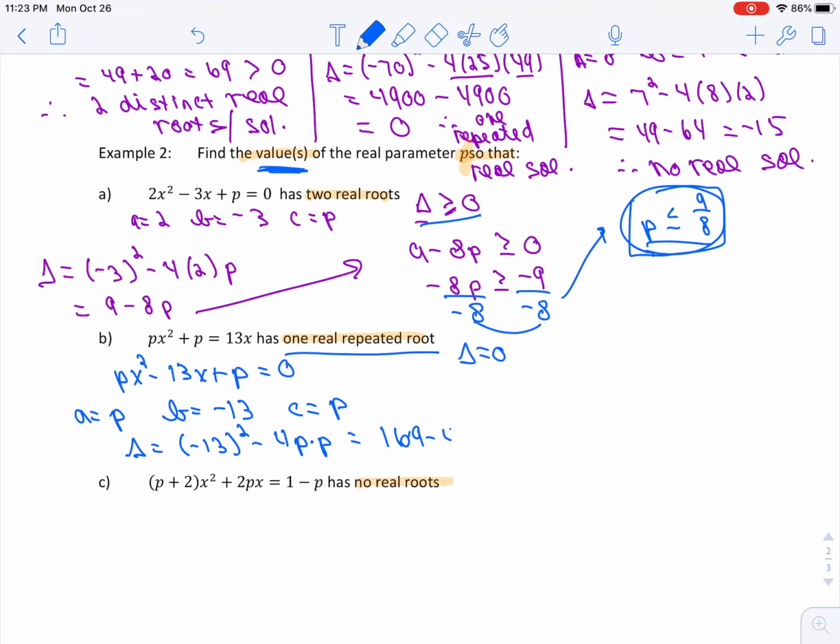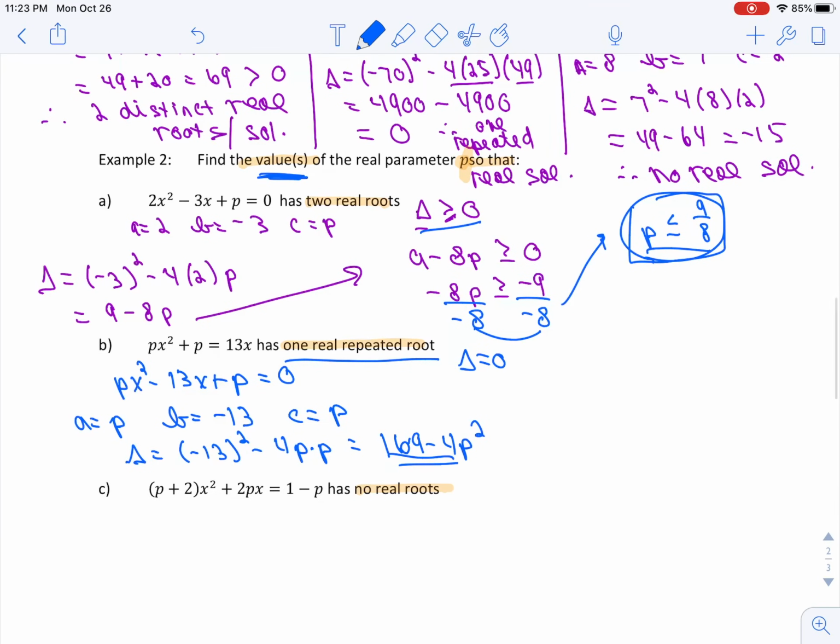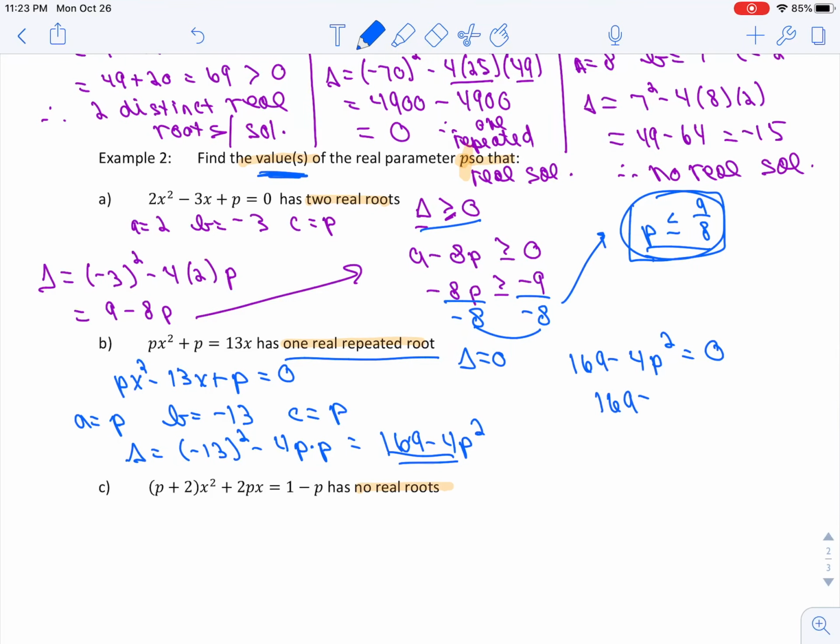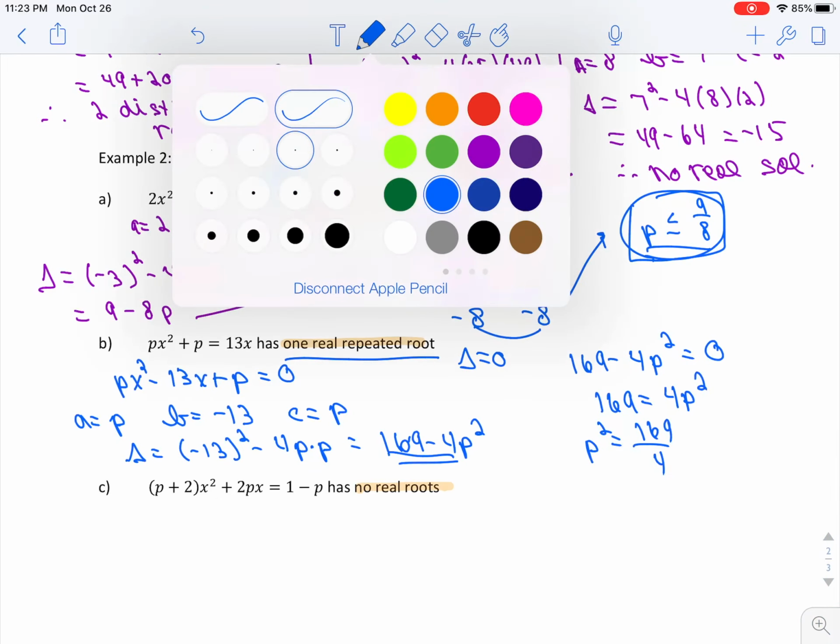So we end up with 169 minus 4p squared. As we just said, what we need is for this discriminant to be equal to 0. So we need 169 minus 4p squared to equal 0. I can add 4p squared to both sides, so I get 169 is equal to 4p squared. Divide by 4, so p squared turns out to be 169 divided by 4.